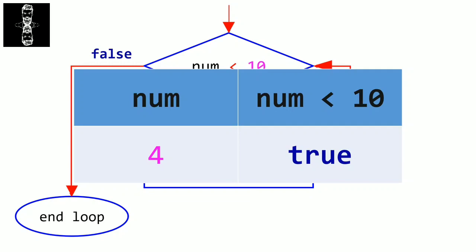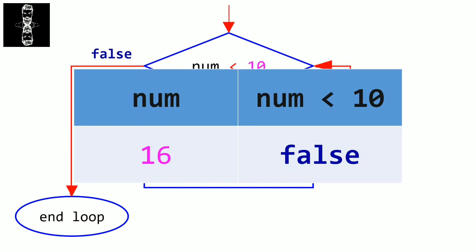Is 4 smaller than 10? Yes. We multiply. Num becomes 8. Is 8 smaller than 10? Yes. We multiply. Num becomes 16. Is 16 smaller than 10? No, it's not. The condition is false. So we ended the loop and we just moved to the code that comes after the loop.